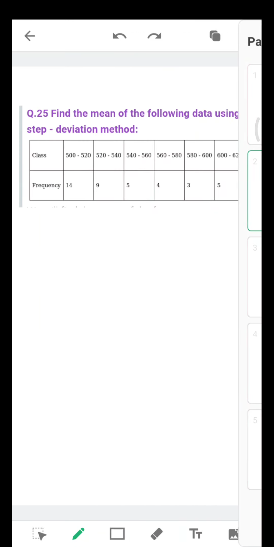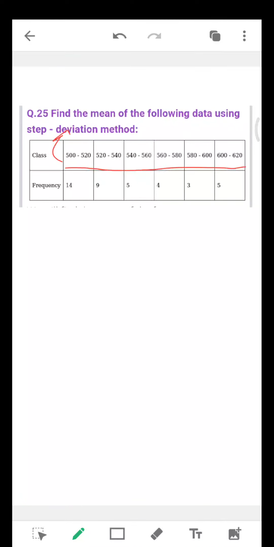Now let's take a question. Here is the question: find the mean of the following by using step deviation. Now you might be wondering, there are three methods: direct method, assumed mean and step deviation. When to apply which method? It's very simple children. If the values are large, multiplication will be a time consuming task for you. So to avoid that, we apply step deviation method. Now you can see here the classes are large, so the suitable method for this is step deviation.